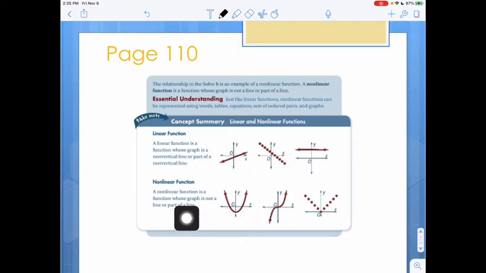line. Nonlinear functions are functions whose graph is not a line or part of a line. So we have a parabola, a cubic graph, and an absolute value graph, which can also be discrete.